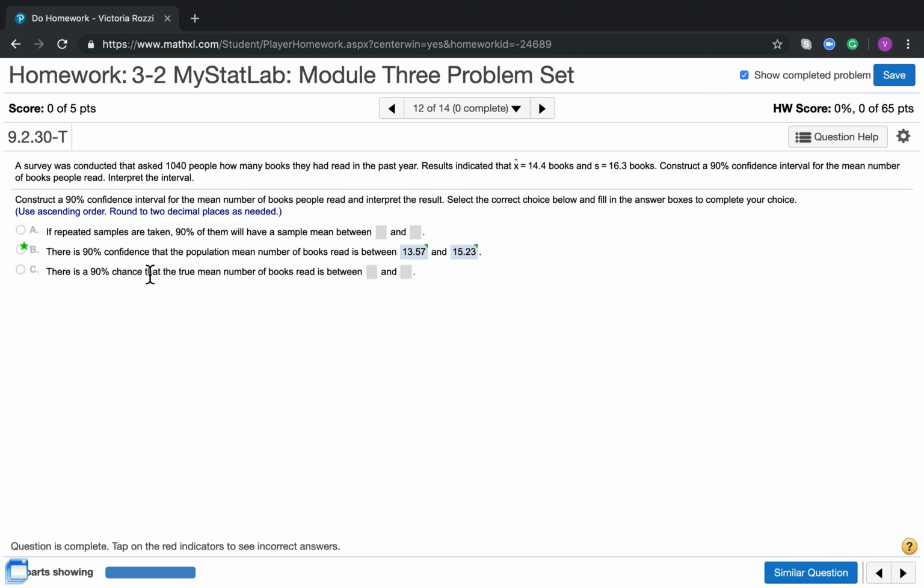And it also doesn't have to do with probability. There isn't a 90% chance that the true mean is there. We are just 90% confident that the population mean will be contained within these two values. So again, we're using the T distribution because we do not have the population standard deviation. We only have the sample standard deviation.